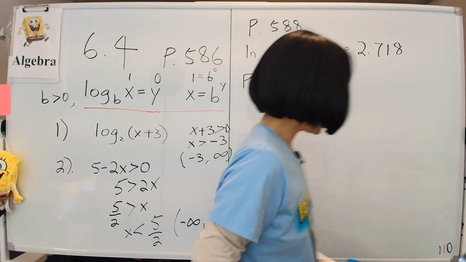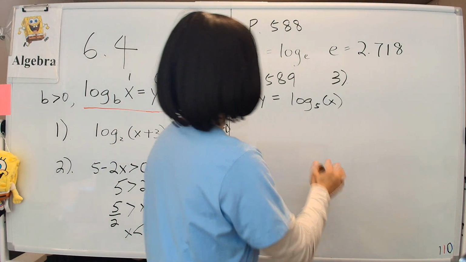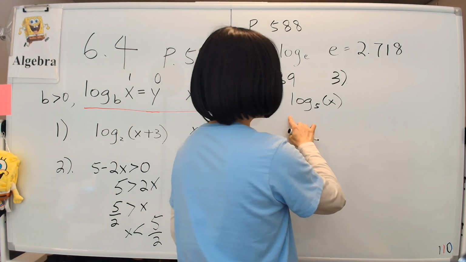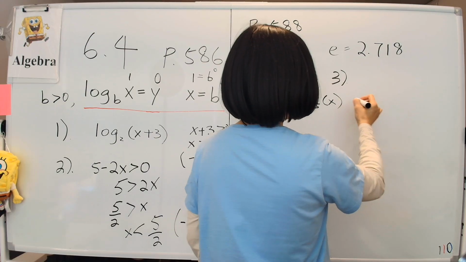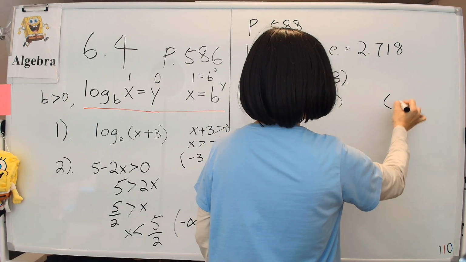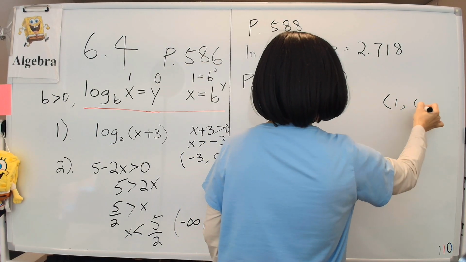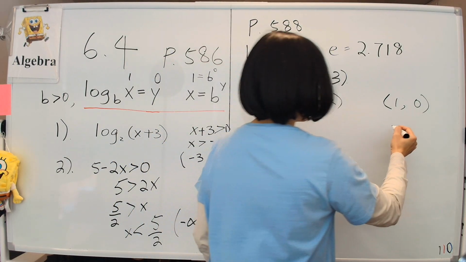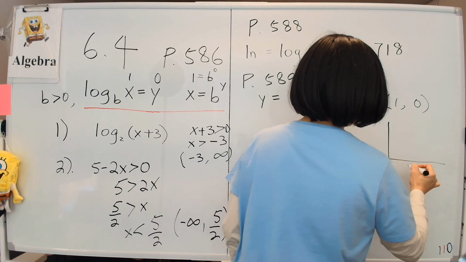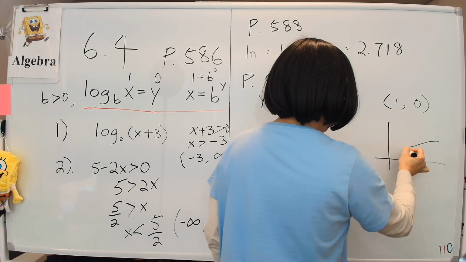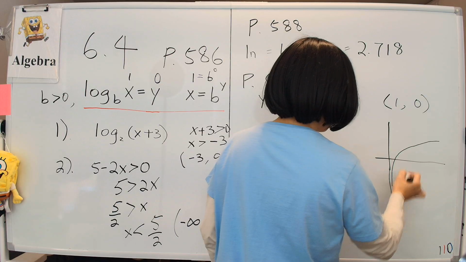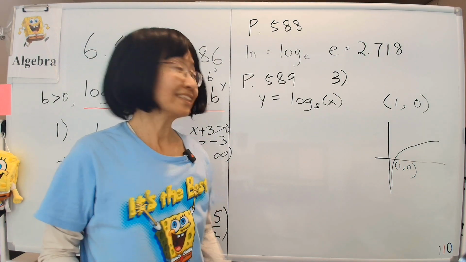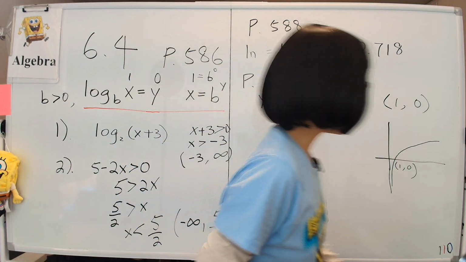Now, to do that, we first know that when x equals 1, log is always 0. So first we know that it goes through the point where x is 1, y equals 0. And because all log functions look something like this, our graph is going to be like that. It goes here and then dives. This point here is (1, 0), and that's about where the graph is. However, we'll plot one more point.